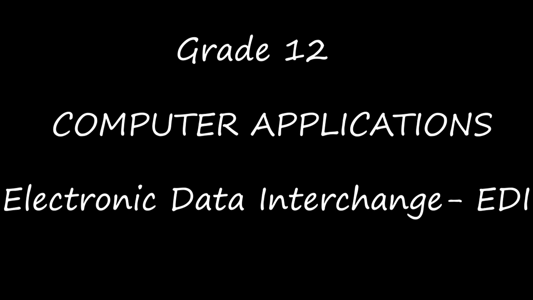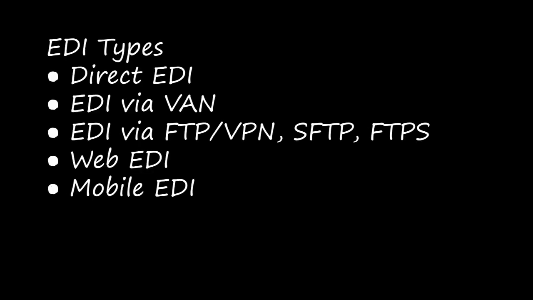Last session we have seen about EDI types, right? Electronic data interchange types. What are the types of EDI? Direct EDI, EDI via VAN (value added network), EDI via FTP or VPN, SFTP, FTPS, Web EDI, mobile EDI, right?